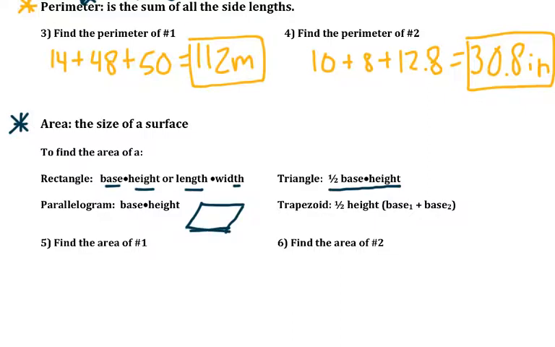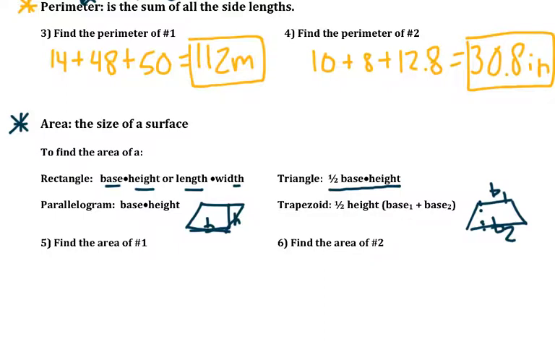Then the trapezoid is 1/2 times height times b1 plus b2, or base 1 plus base 2. So a trapezoid could look something like this. Here's our base 1, this is base 2, and then you have your height, this distance from base 1 to base 2, and you cut it in half. Also, with the parallelogram, we have our base here, and our height is that distance.